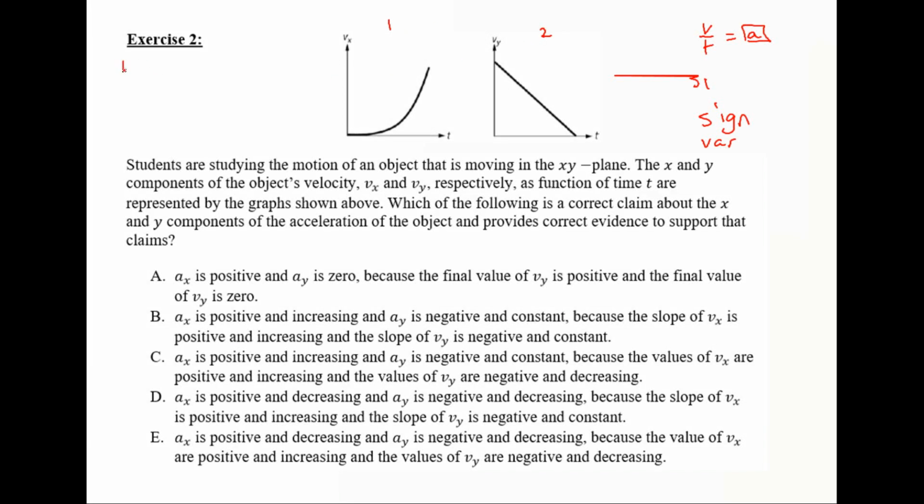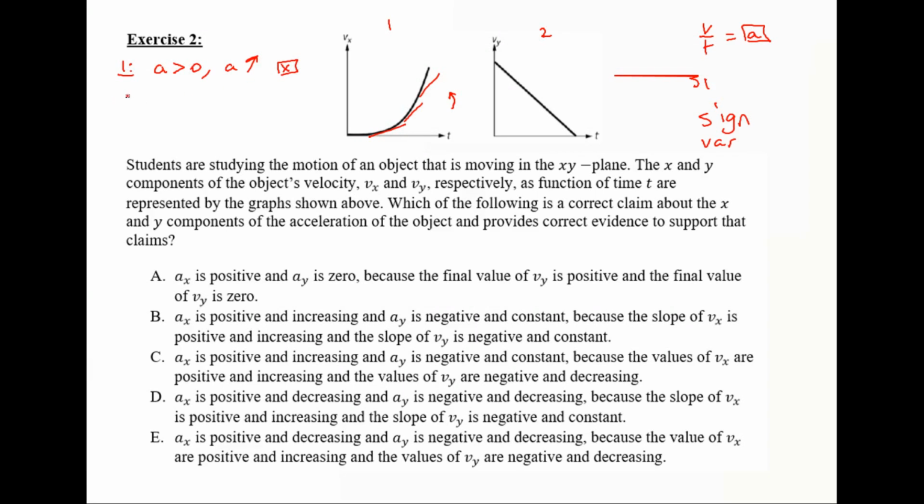For graph 1, let's discuss the sign of the acceleration. So let me draw tangents at different points. Notice that the tangents are pointing upwards, which means that the slope is positive, and they are rotating in this manner, which means that A is increasing. So this is for the x-axis.